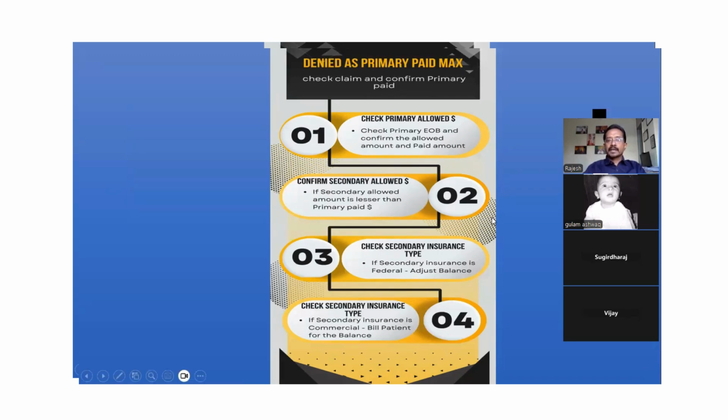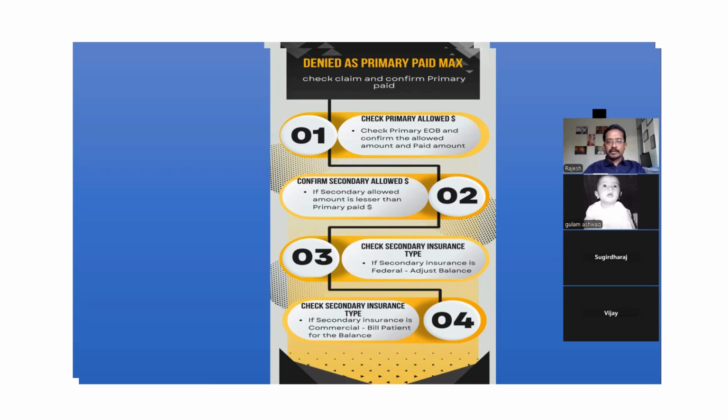Whenever a secondary insurance denies as PP max, or tertiary denies as PP max, primary paid max, in that scenario, take the CPT code and check what the allowed amount is by the secondary. If the total allowed amount is already covered by the primary, then the secondary insurance will not pay. So in that scenario, you have to check the secondary insurance type. This is very important. Is it a federal insurance or a commercial? If it is federal, you cannot bill the patient, you have to adjust it. If it is commercial, you can bill the patient.